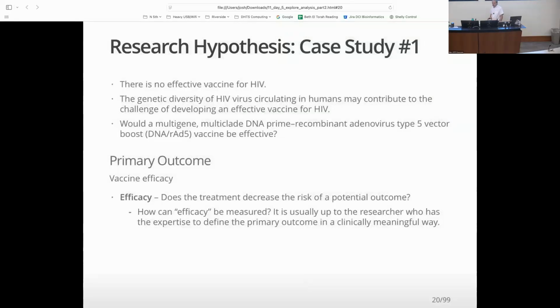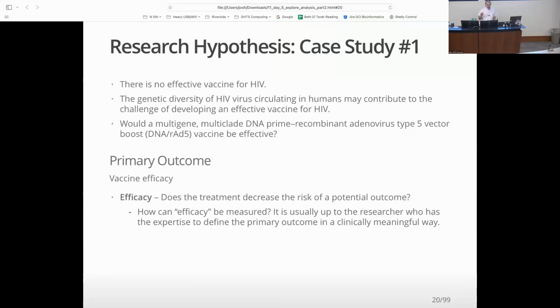Okay, so let's think about the research hypothesis for case study one. Again, I'm repeating the observation and the research questions here. So the primary outcome from the study is vaccine efficacy. And so before we go into details about that, I'm going to take a little bit of a detour and talk about what efficacy means.